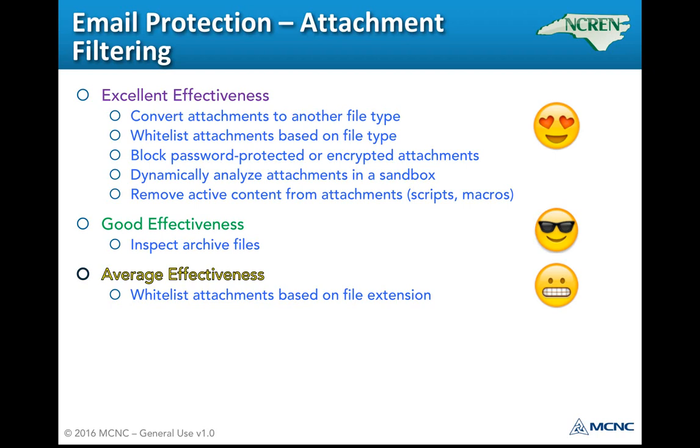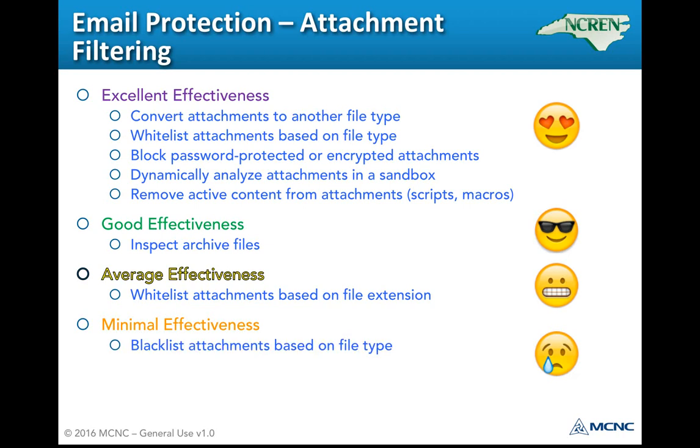Minimal effectiveness, blacklisting attachments based on file type. So at the top we talked about whitelisting. Here they're saying if you go the other direction, allow everything but just block certain types, that's minimally effective. Minimally effective is just scanning attachments using antivirus software. That's something you should be doing, but it's also easy to get around with a number of techniques. And then blacklisting attachments based on file extension. So similar type versus extension there.